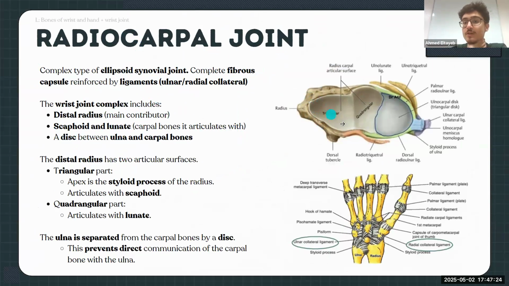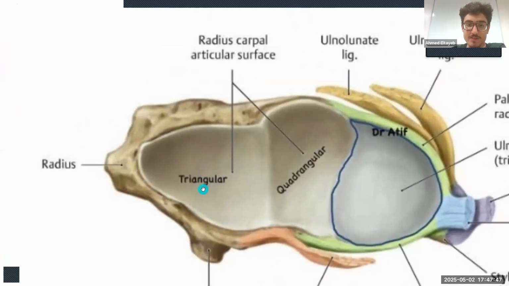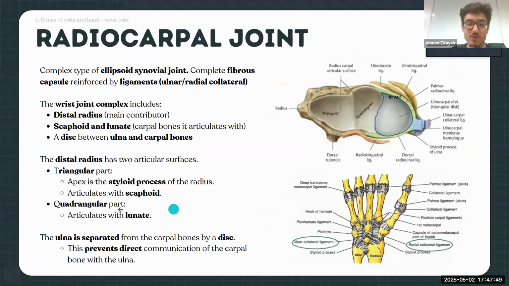Not a disc to articulate with the ulna, it's a disc to separate it, specifically just to separate it, because the ulna is not involved in making the wrist joint. So when we look at the distal radius, we said, if you remember back then, we have a triangular part and we have a quadrangular part. The triangular part is going to articulate with scaphoid, and the quadrangular part will articulate with lunate. You can see the borders of it. So it's a triangle and it's a quadrilateral here.